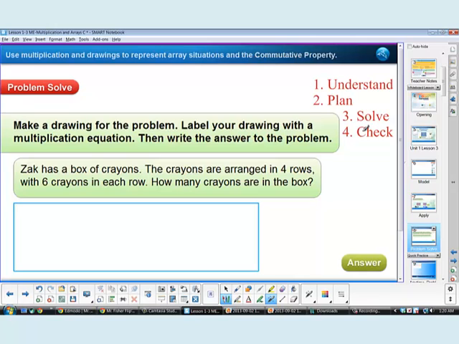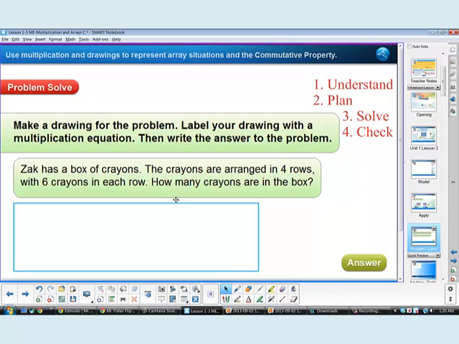When you see a problem, I don't want you to get scared. I want you to think it through. Use your brain. Understand what it's asking. Plan. Find a way to use one of the strategies. Then solve it. And always, always, always check to see if you've got it right. And usually, like yesterday, we were able to check by using a different strategy.